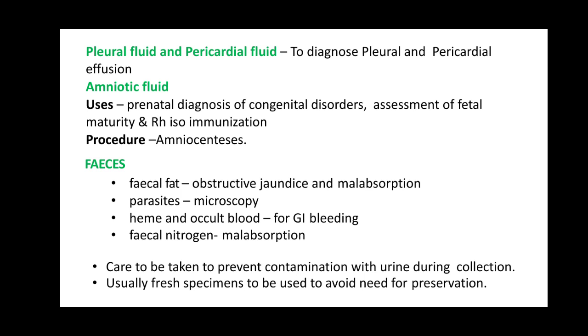And feces: fecal fat for obstructive jaundice and malabsorption, parasites by microscopy, and hemoccult for occult blood in GI bleeding, and fecal nitrogen for the investigation of malabsorption. Here care has to be taken to prevent contamination with urine during collection. And usually fresh specimens are used to avoid the need for preservation.